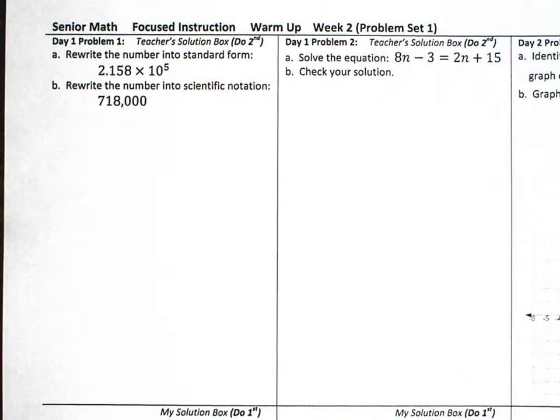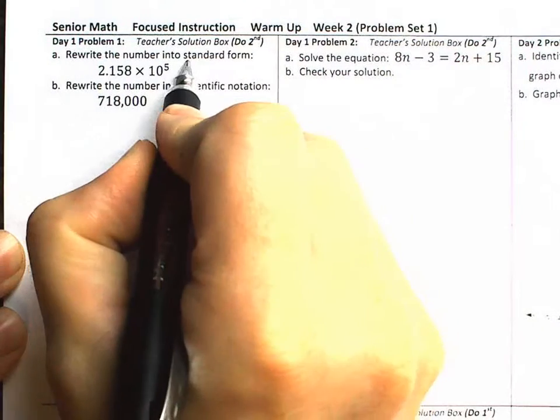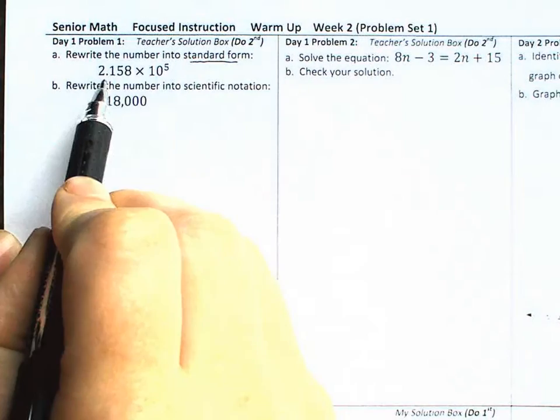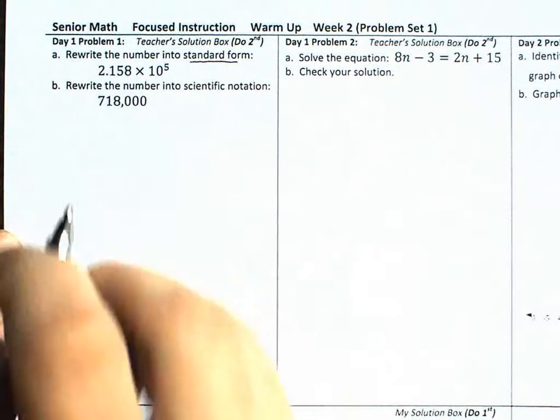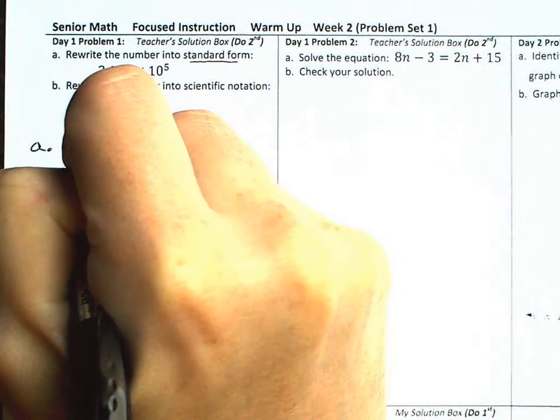Here's the solution for day 1, problem 1. In part A, it says rewrite the number into standard form, and we're given this number, which is in scientific notation. So let's begin by copying that number down.